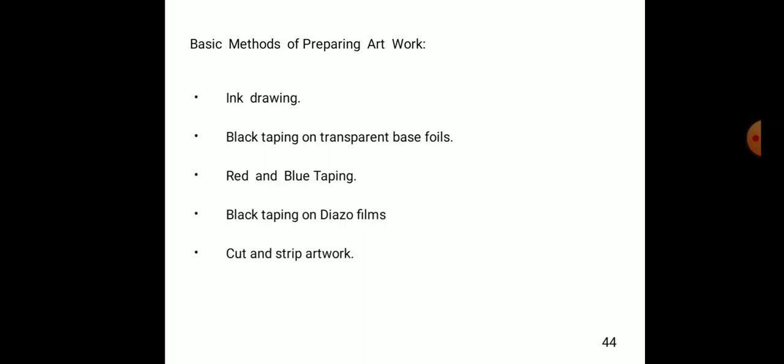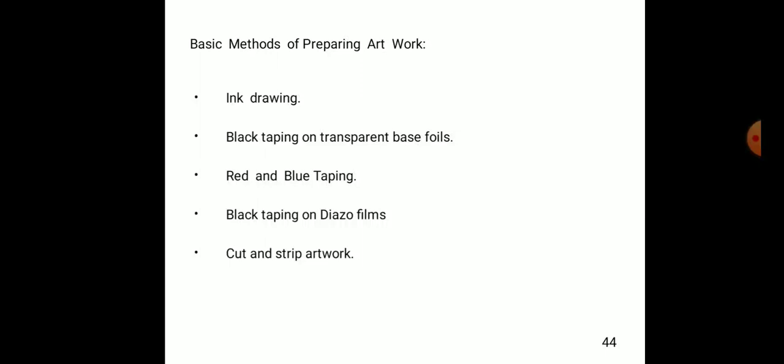Before going to the layout, this is one method to design the artwork. In the ink drawing, we draw the lines and make the grids. In the space of the grids, we use the inks to fill, and the black taping on the transparent base foils, wherever we have that, we use the black taping. And here we have two types of pads, that is the transferable pads and the self-adhesive pads. By using these two, we can make the artwork.